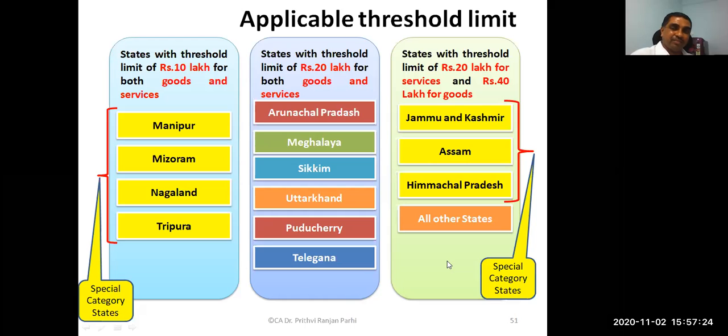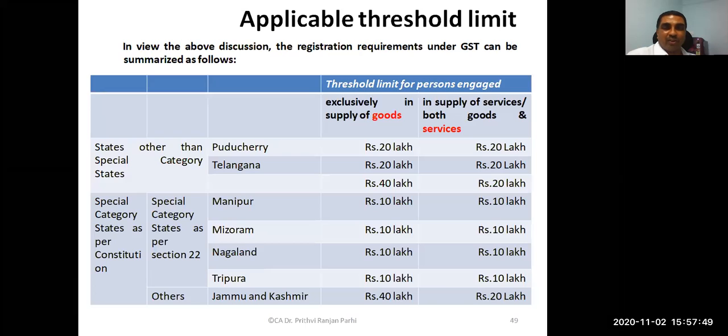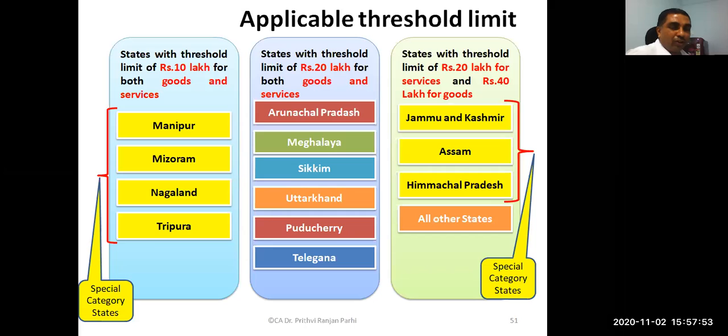Please read these states. 20 and 40. Please read these names. Jammu and Kashmir, Assam, Himachal Pradesh, all other states with a threshold limit of rupees 20 lakhs for services and rupees 40 lakhs for goods. I think this chart is more useful to you. The previous chart was a long list, and it was a little difficult to remember from there. But I expect all of you should remember this chart. It will be very helpful.